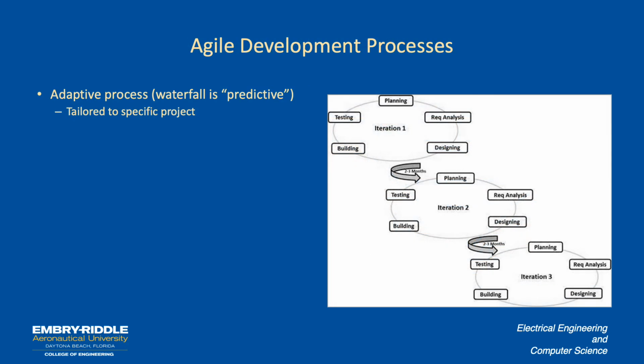Agile development processes have a different framework in them. They're adaptive, whereas waterfall is predictive. I mean, you think you know what you're going to do from the start, whereas adaptive says, let's do something and then find out how it worked and modify that.